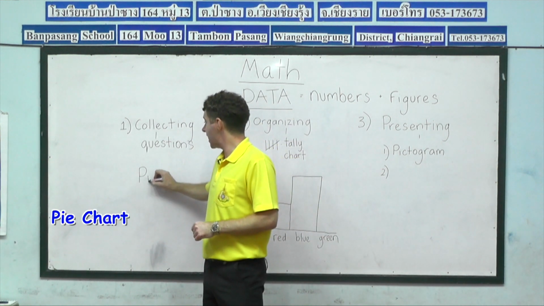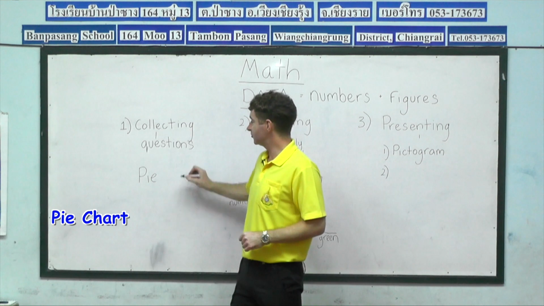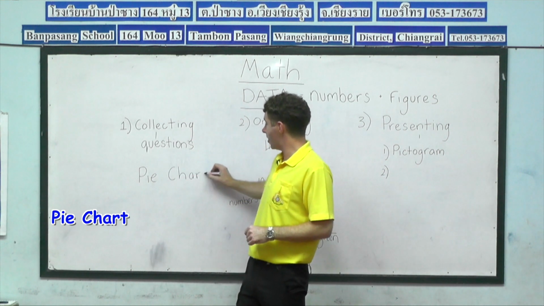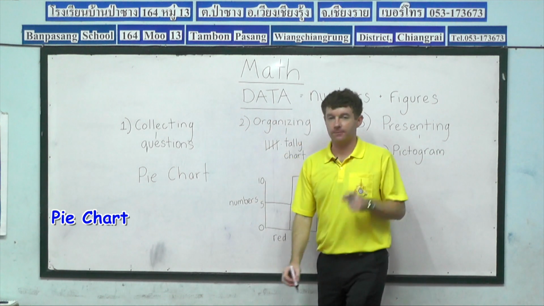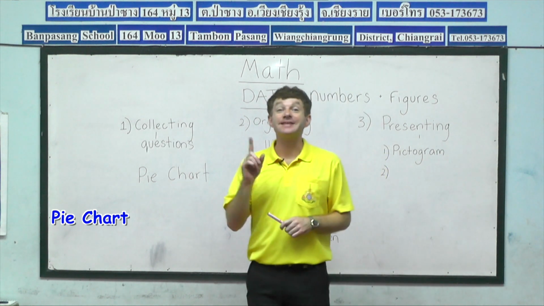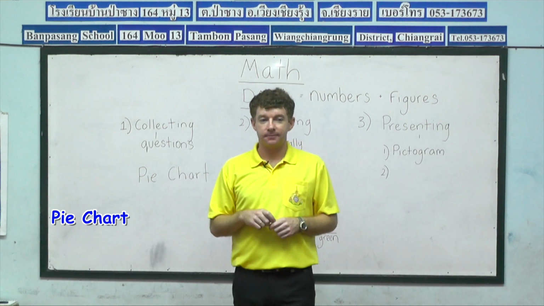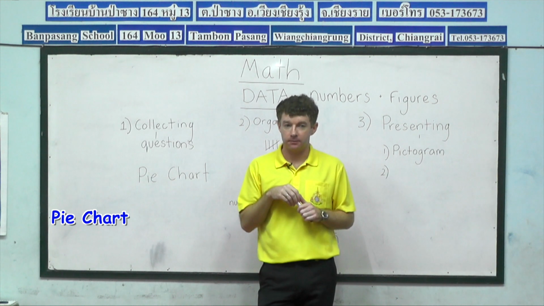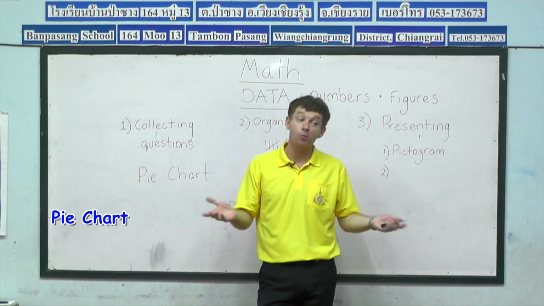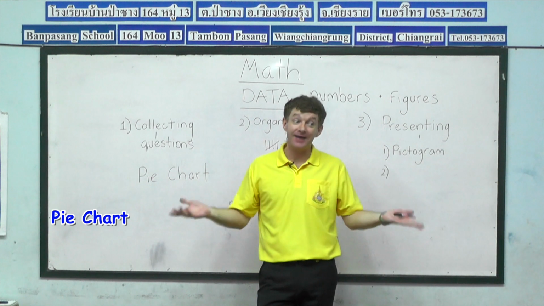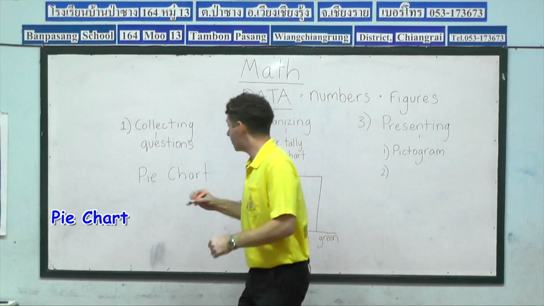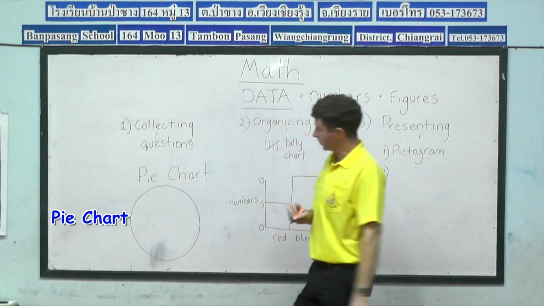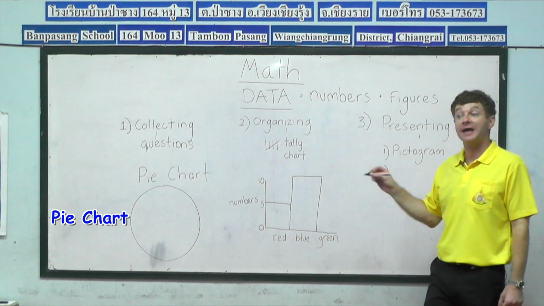P-I-E. Chart. C-H-A-R-T. Pie chart. Now, the clue is in the name, pie. Does anybody know what shape a pie chart should be? Circle. Circle. Because what shape is a pie? A pie is a circle. So our pie chart will always look like this. Okay? A pie chart will look like a circle.